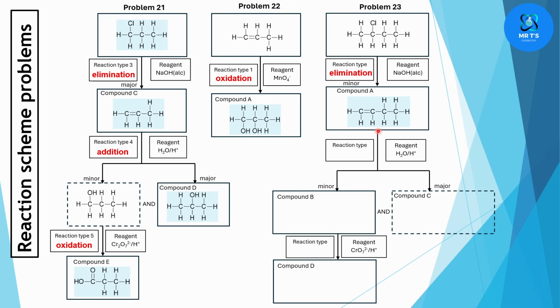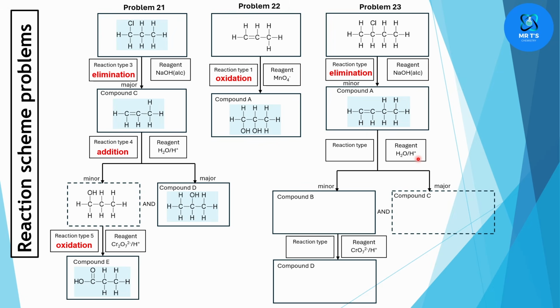Then we're going to do another type of reaction. This is using Markovnikov's rule. We see we get two different products, a major and a minor. We are going to add H2O to it under acidic conditions. Remember, that's going to add a hydrogen and an OH.